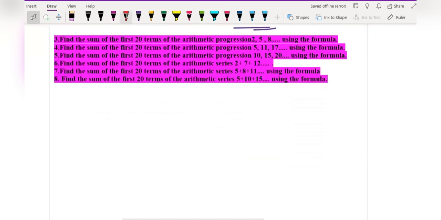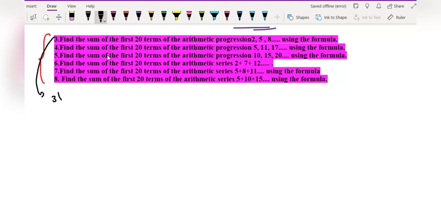As you can see, these 6 questions have been marked with the same color. Why? Because all these 6 problems are very much similar. So let us solve them one by one. I'll be solving the third one.